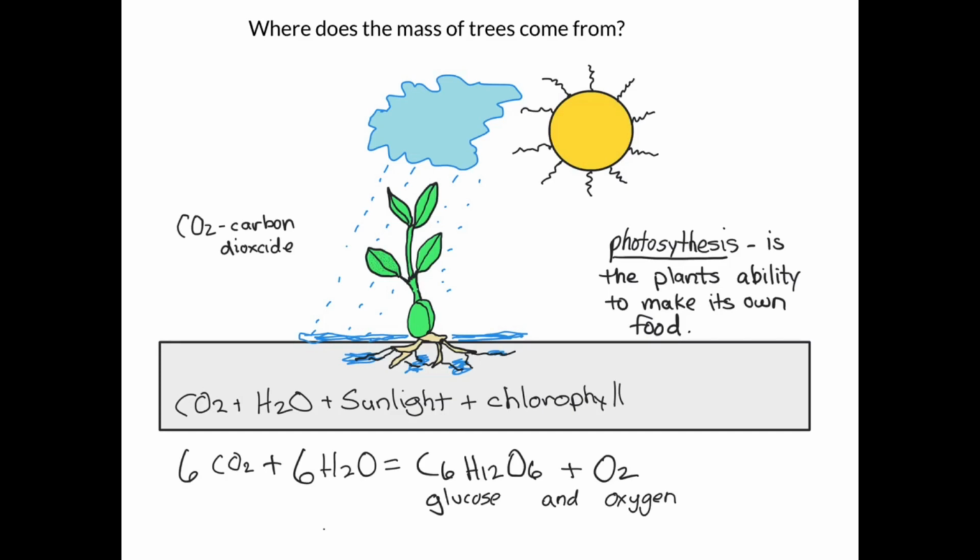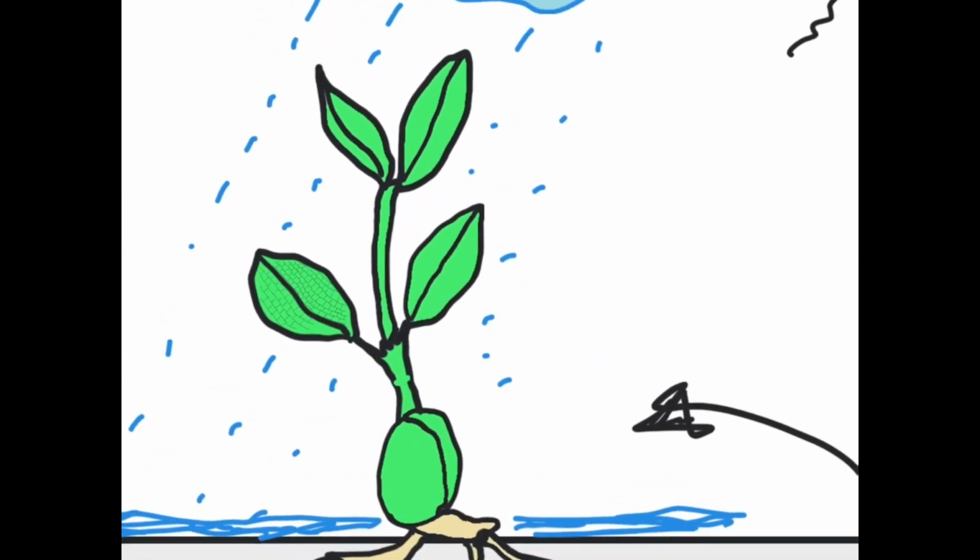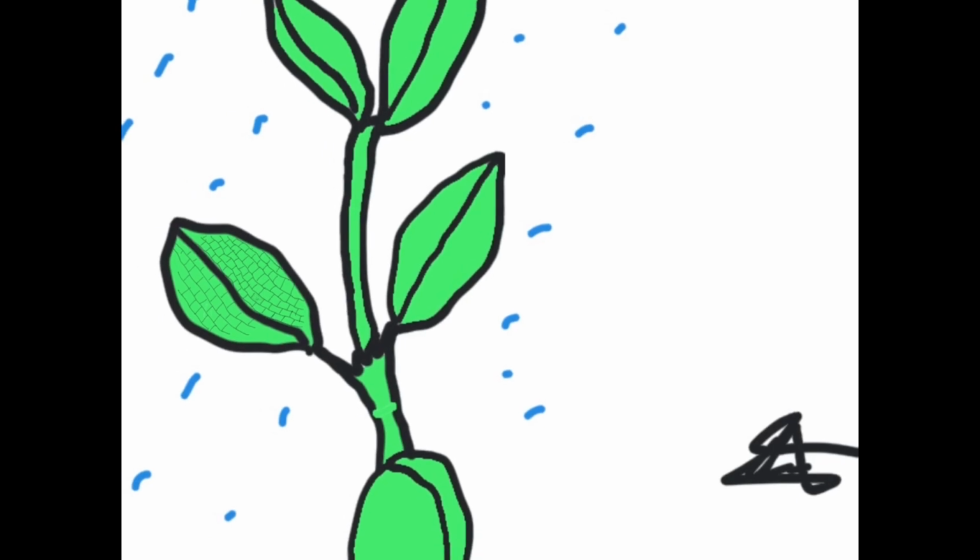Then the plant uses this glucose as a building block to make this plant grow bigger and bigger and bigger until it becomes a huge, large tree.